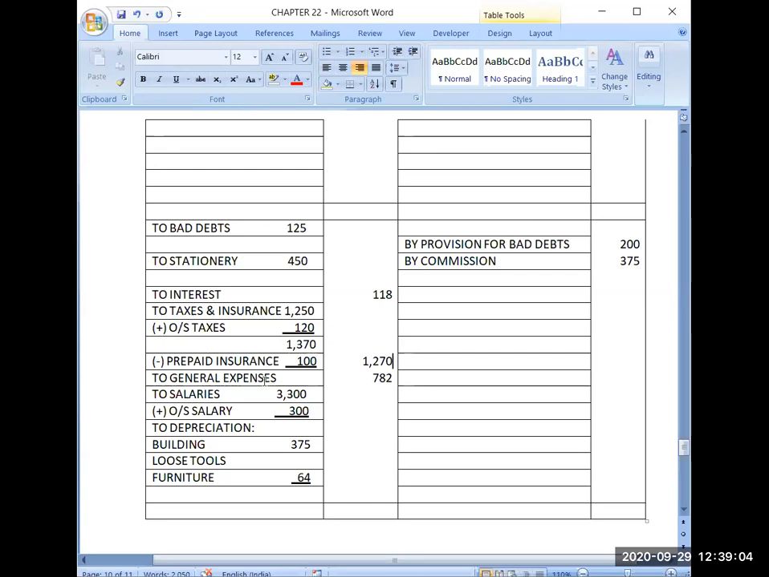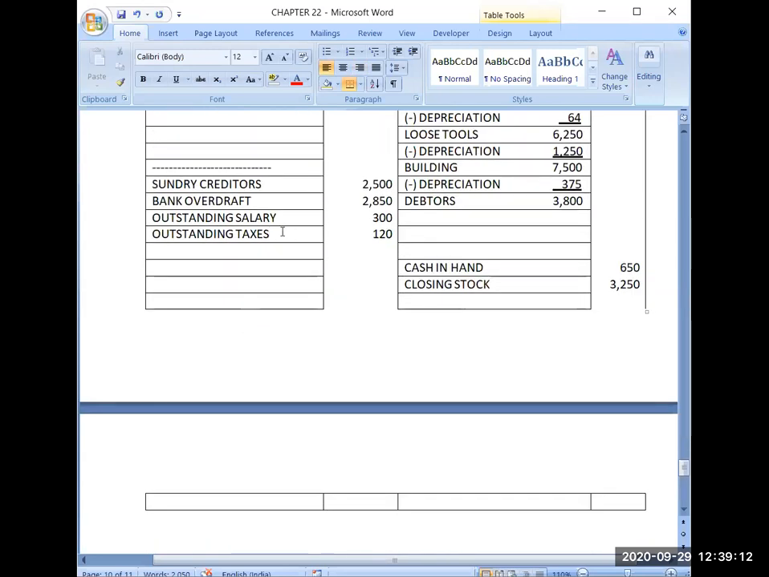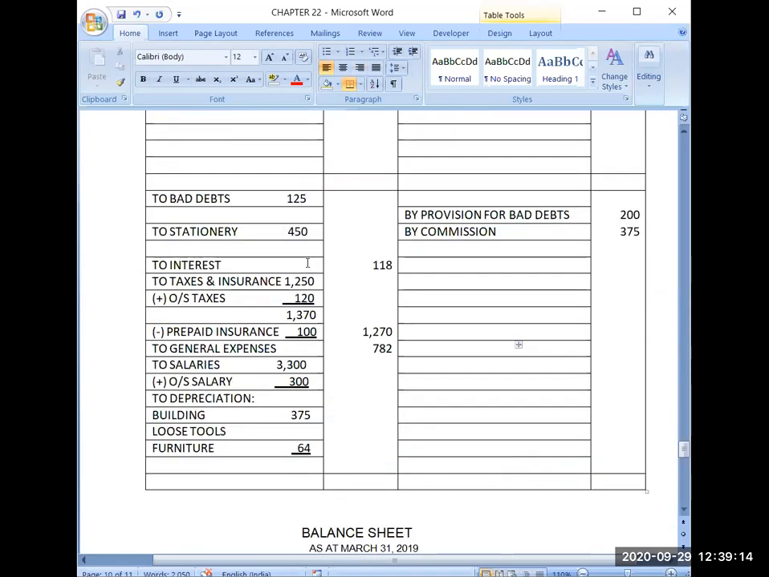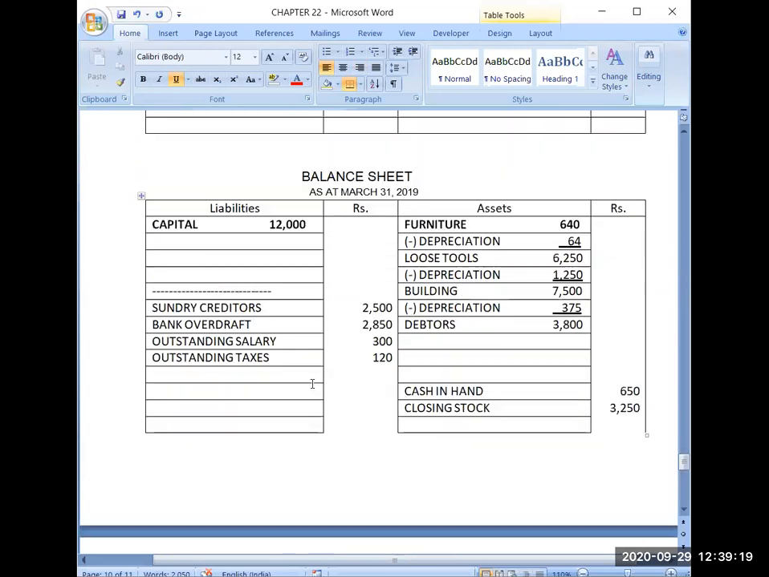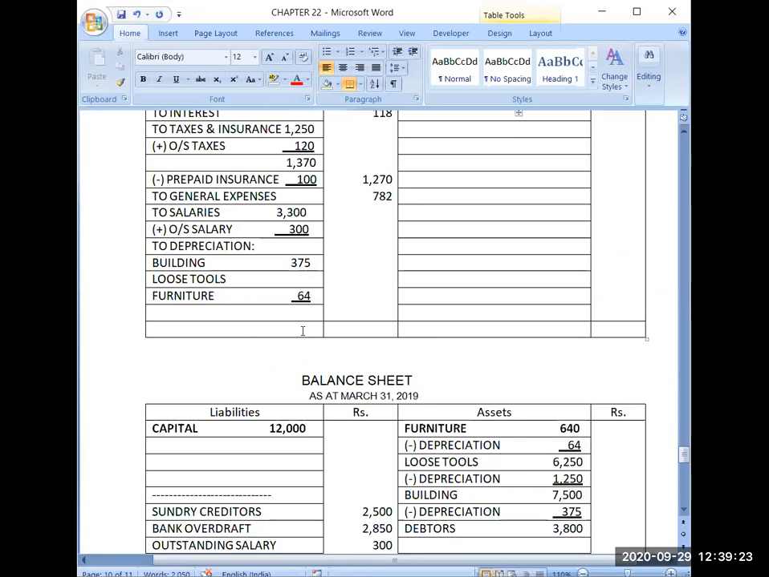So this way I will be presenting the adjustment. If I am doing adjustment of outstanding taxes, then I have written it here first and then I have written it second time in the balance sheet. If I am doing adjustment of suppose outstanding salary 300 here, then I have put it here also. So once in a while think over one adjustment and attempt it properly. It should be mentioned at two places. It should be adjusted at two places compulsorily.